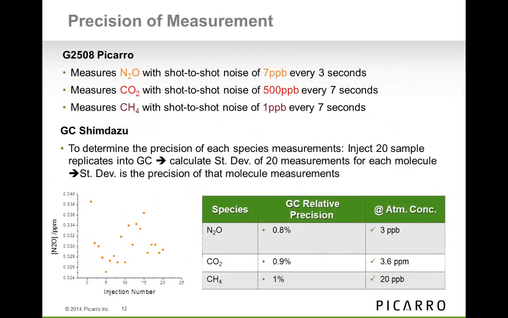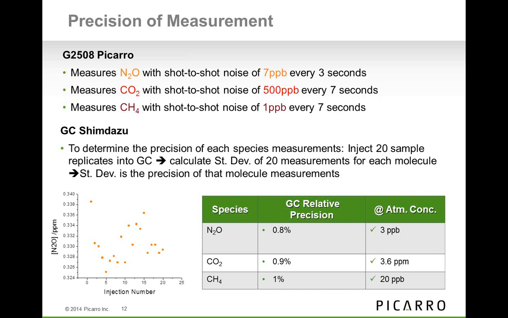Now we can look at the precision. Now that we have the absolute accuracy down, we can look at the precision of each measurement. For the GC, we look at the same sample of gas and do 20 replicate injections back to back, and then look at the standard deviation of that sample. We get a relative precision depending on the concentration of gas you put in. At atmospheric conditions, we can expect 3 ppb precision for nitrous oxide, 3.6 ppm for carbon dioxide, and 20 ppb for methane.